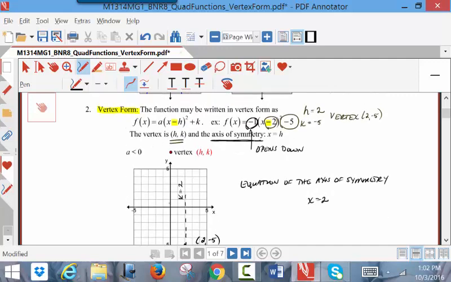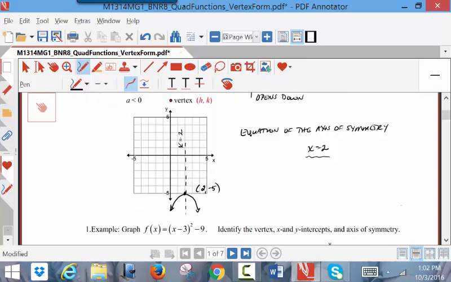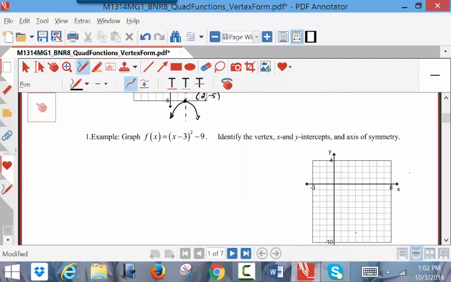Okay, so this form of the equation, the vertex form of the equation, is really handy because we can pull the vertex from it and we can get the axis of symmetry from it. So that form we use, and we use heavily. The vertex form is just really, really a friendly form of a quadratic equation. Okay, so now let's take a look at some examples.